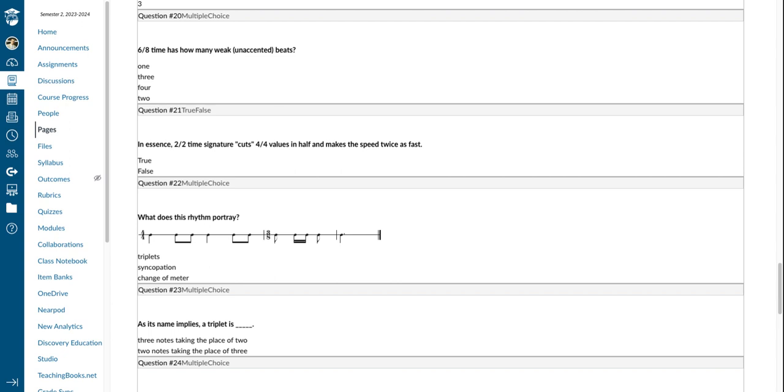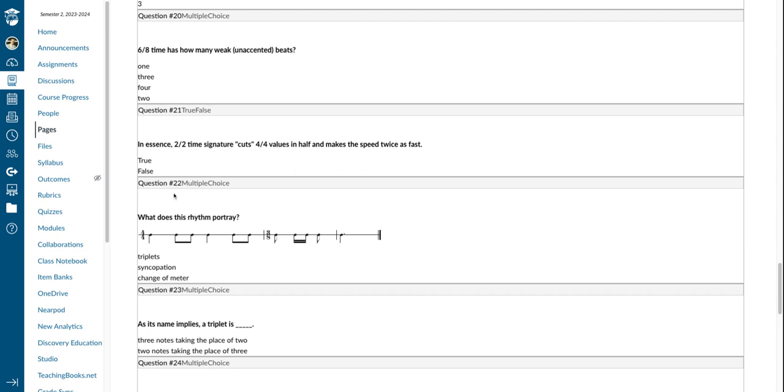But in cut time, everything gets cut in half, because the bottom number is 2. So now the whole note is 2, the half note is 1, the quarter note is half, and the eighth note is a quarter, 0.25 of a beat.